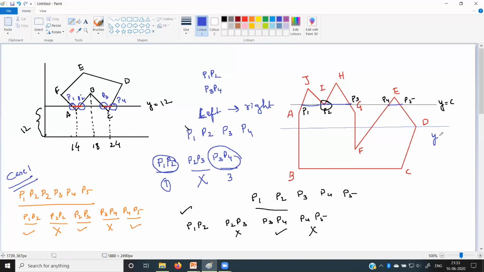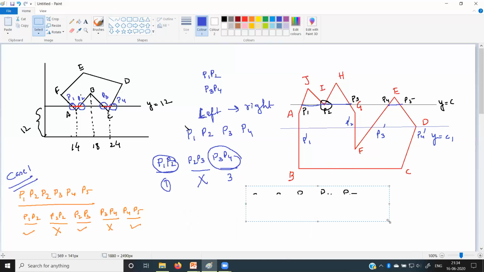Consider that this line y equals C1 will intersect the edges of the polygon at some points. So let us assume this is P1 dashed, this is P2 dashed, P3 dashed, and P4 dashed. Fine. Now, if we apply the same logic as we did with case 1, what will we get? If we apply the same logic, okay? So in that case, what are the line segments we will get? We first write down the intersection points: P1 dashed, P2 dashed, P3 dashed, and as I discussed just earlier, as P4 is the vertex, we have to repeat it twice.